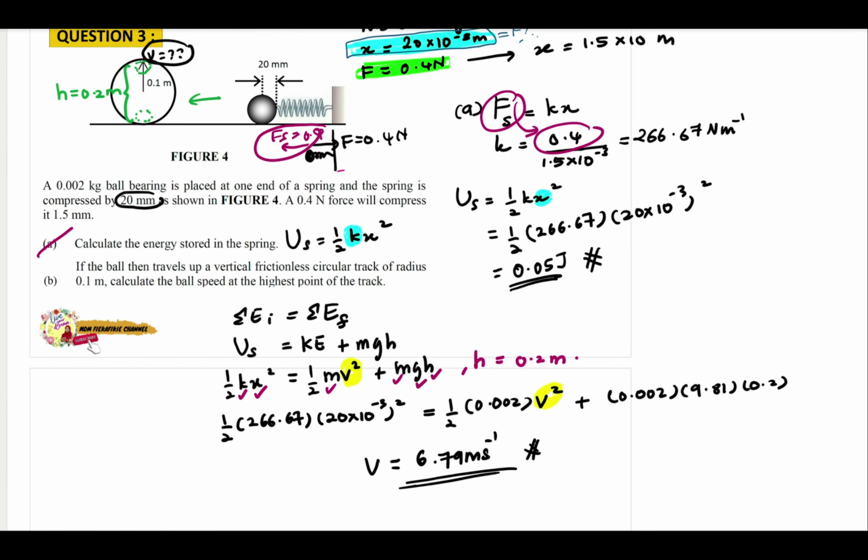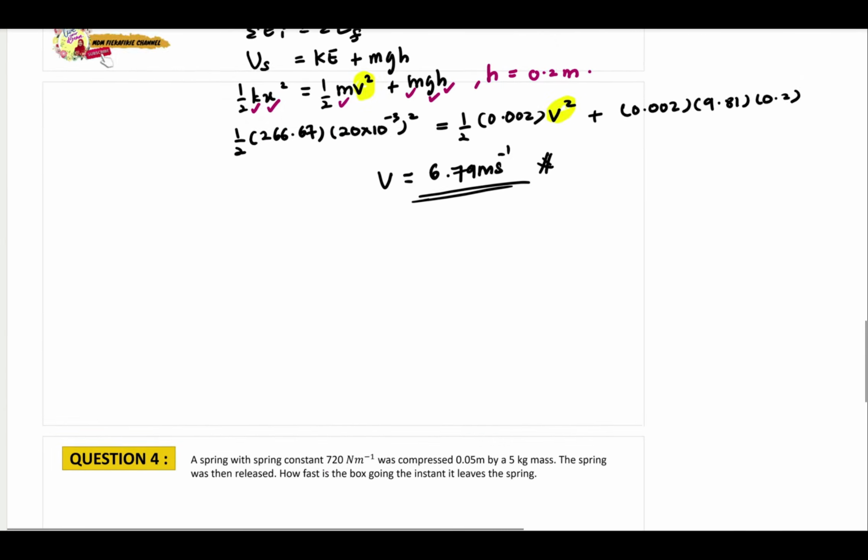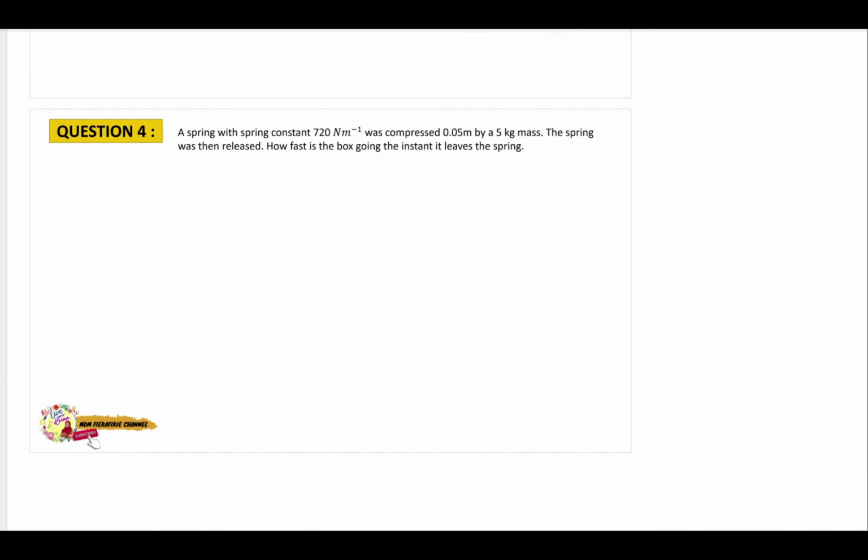Okay, so the last question. Okay, this one. Okay, a spring with spring constant 720. So this is K. Okay, was compressed 0.05 meter. So X is 0.05 meter by a 5 kg mass. Okay, we take out all the informations. The spring was then released. How fast is the box going the instant it leaves the spring?